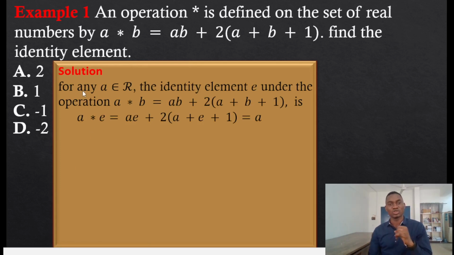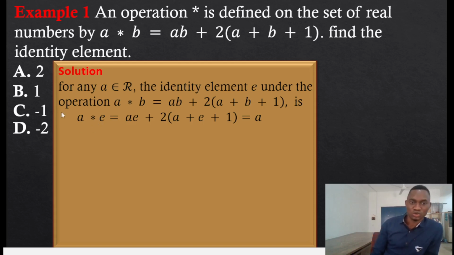So for any A element of the set of real numbers, the identity element E under the operation A star B equals AB plus 2 into A plus B plus 1 is, look at the logic here. Anywhere you see B, put E, because in our property or definition earlier, it was A star E. So the second element is always regarded as the identity element. So we're going to substitute B with what? E. Is that clear?